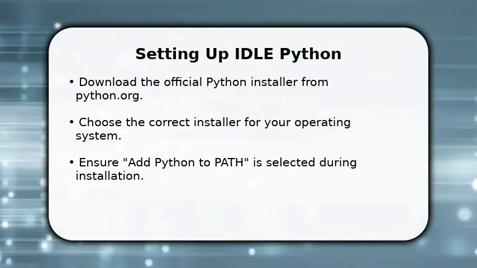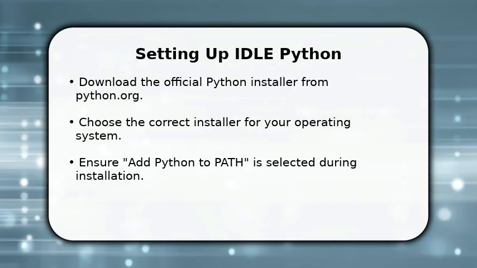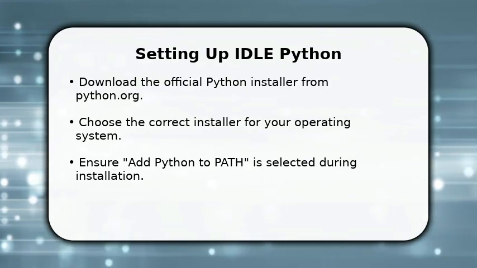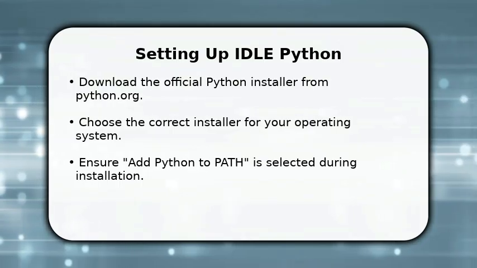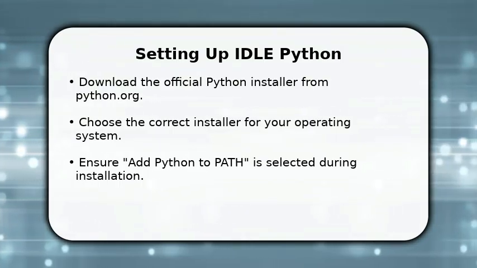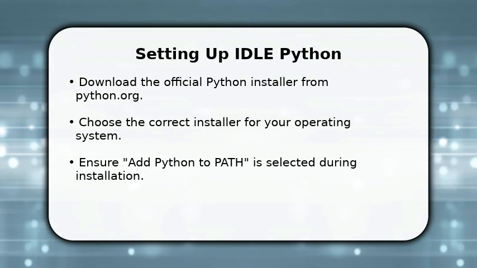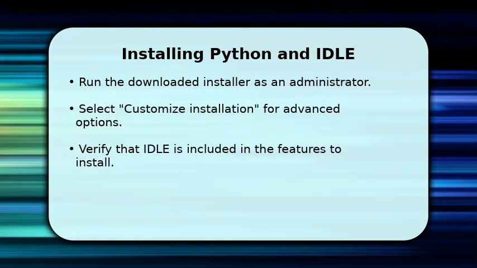During the installation process, remember to check the box that says Add Python to PATH. This step is vital for easily running Python from your command line later on. Once downloaded, run the installer and follow the prompts. After downloading, execute the installer file, preferably as an administrator to avoid permission issues.